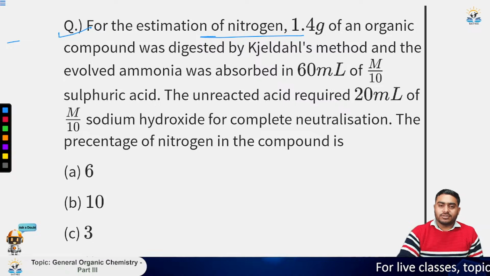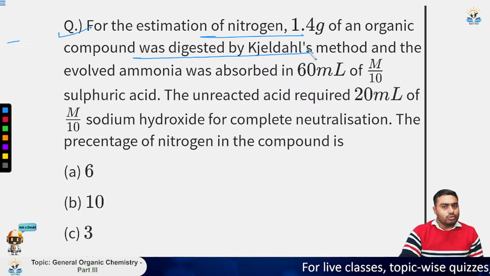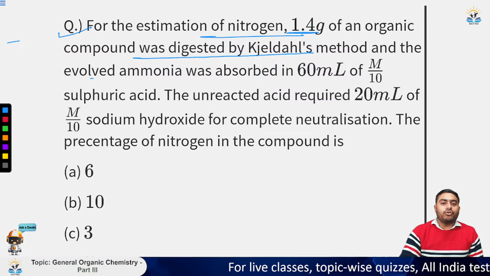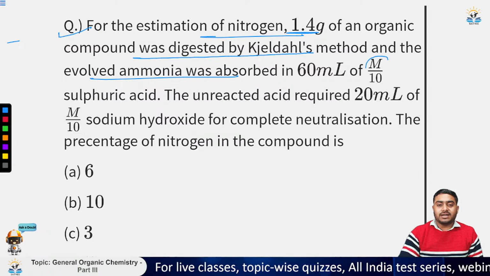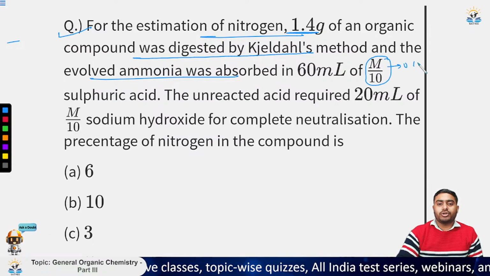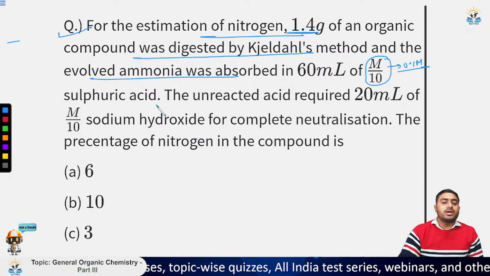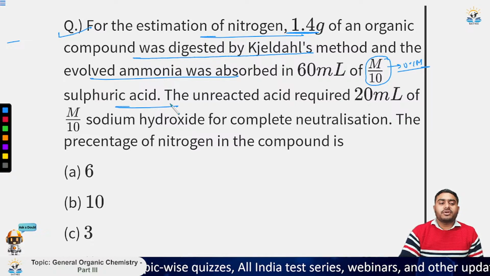Next question you have to practice as homework. For the estimation of nitrogen, 1.4 gram of an organic compound was digested by the Kjeldahl method. That means the given mass of organic compound is 1.4 gram. The evolved ammonia was absorbed in 60 ml of M by 10 sulfuric acid. Molarity is given here, M by 10, that means you can take 0.1 molarity.